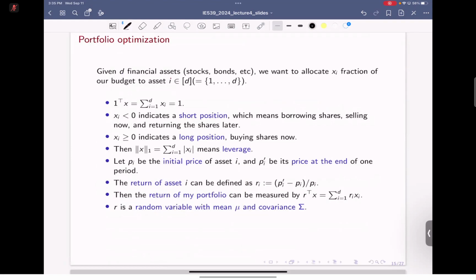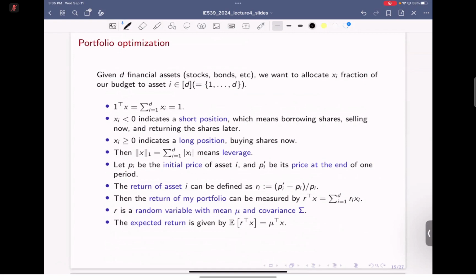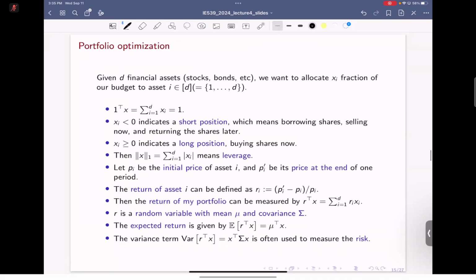Here R is a random variable with mean mu and covariance matrix sigma. And the expected return, by the linearity of expectation, we get mu transpose x, because mu_i is the expected value of R_i. And if you take the variance of R transpose x, then you get this value, x transpose sigma x, because R has the covariance matrix sigma. Let me skip this part.